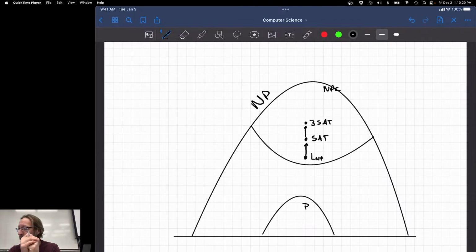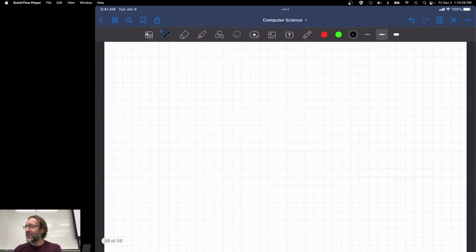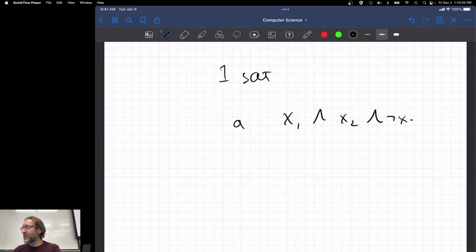So SAT doesn't mean once. What does one SAT mean? Just a whole one SAT condition would just be like x1 and x2 and not x3 and ... right? So I mean that's trivially easy.